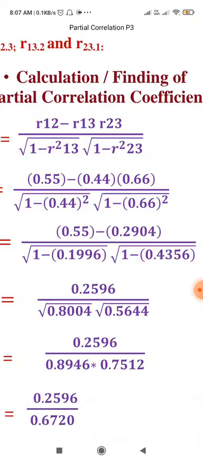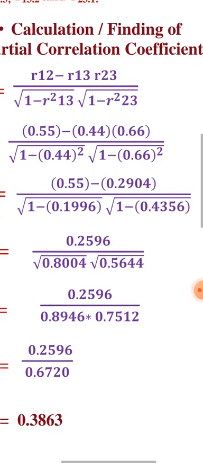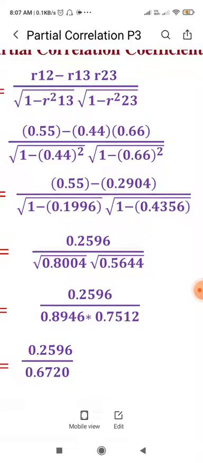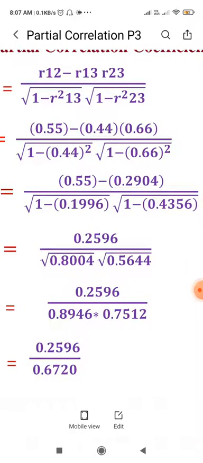The subtraction of 1 minus 0.1936 is 0.80. The subtraction of 1 minus 0.4356 is 0.5644. After subtraction, next step, square root. The square root of 0.8 and the square root of 0.5644 is already given here: 0.8946 and 0.7512. The next step, the multiplication of these two.